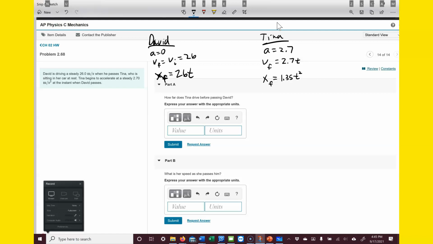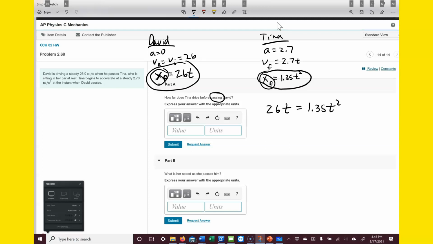Now, when Tina passes David, right at the moment she catches up with him and passes him, these two equations are equal. These two values for xf, their positions, are equal at that moment. So I can just set them equal. 26t equals 1.35 t squared. And I can solve for t.